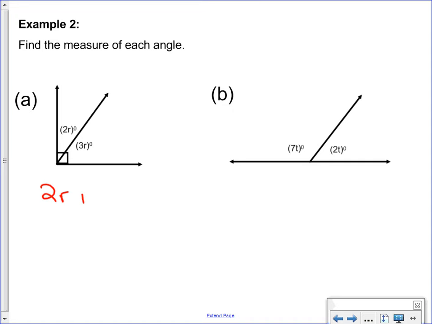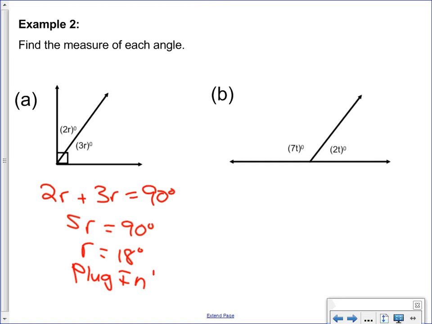Yeah, 2r plus 3r equals 90 degrees. Exactly, because I heard the 5r. Excellent. So 5r is 90 degrees. R is 18. R is 18 degrees. Exactly. But we don't stop there. Plug it in. Everyone that makes a mistake stops there.